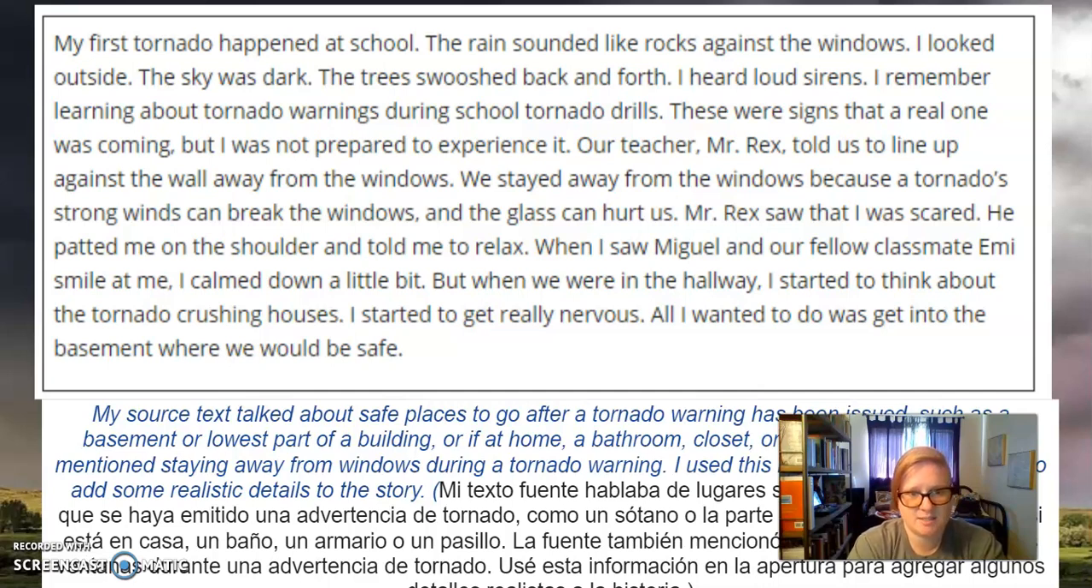So my source text talked about safe places to go after a tornado warning has been issued, such as a basement or lowest part of a building, or if at home, a bathroom, closet, or hallway. The source also mentions staying away from windows during a tornado warning. I use this information in the opening to add some realistic details to the story. And this is just so important because being a realistic fiction, it needs to have realistic details.